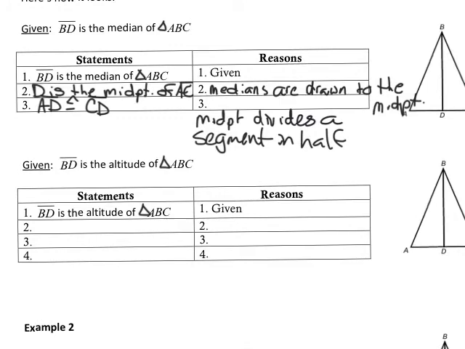Now the altitude takes an extra step. So what you can say from an altitude, and here's the altitude, is you can have a perpendicular statement. BD is perpendicular to AC. So after you're given the altitude, you say BD is perpendicular to AC. And that's because an altitude is drawn perpendicular, or you can say the definition of an altitude. Altitude is drawn perpendicular to the opposite side.